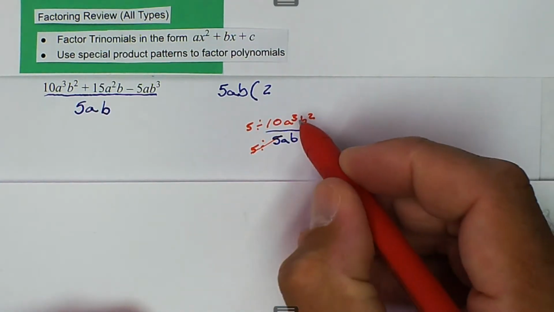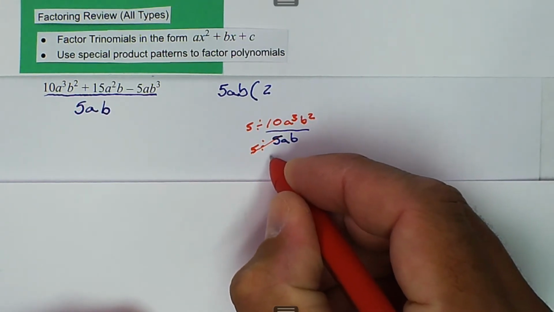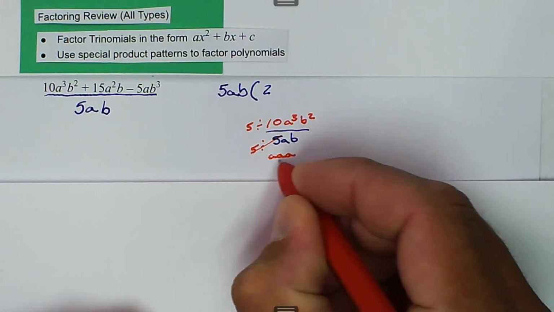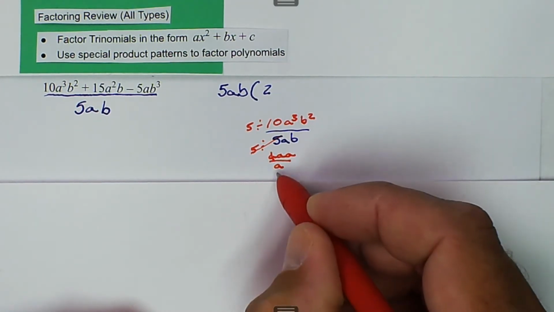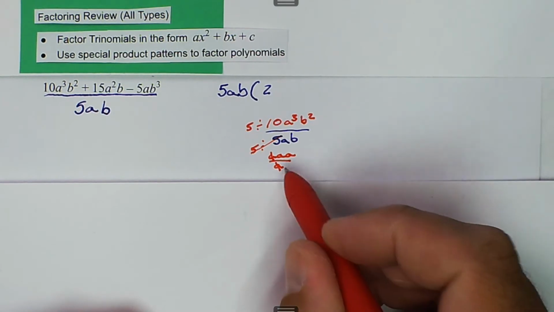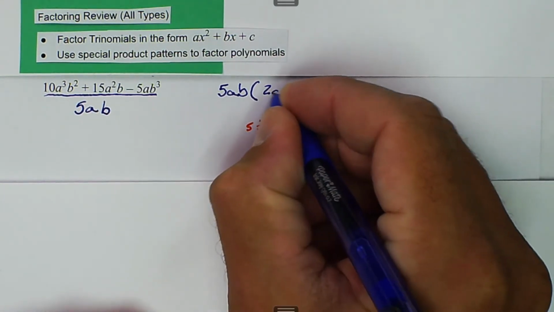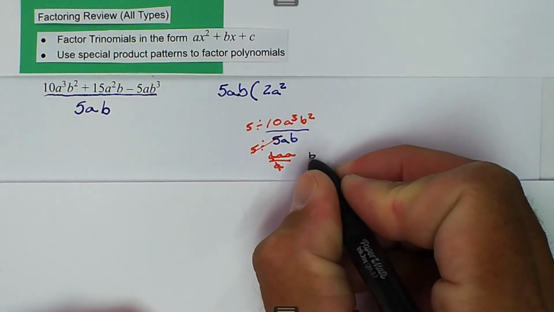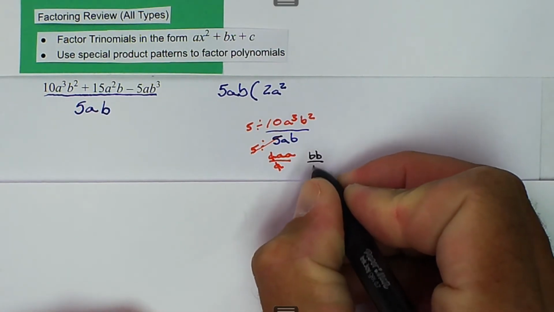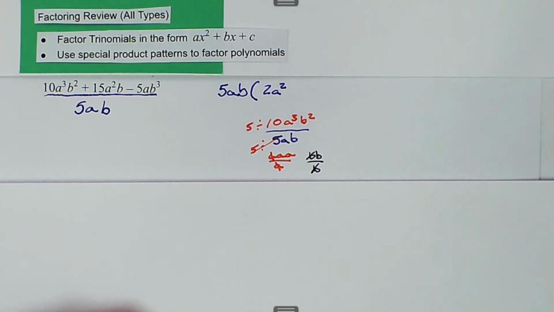Then we have a to the third divided by a, so really that's like saying a divided by 1a. So 1a in the numerator cancels with 1a in the denominator, and then we're left with just a squared in the numerator. So that'd be a squared. Then we can look at the b value. So we have 2 b's in the numerator, and we have 1 b in the denominator. So our b cancels our b, and we're left with just 1 b.